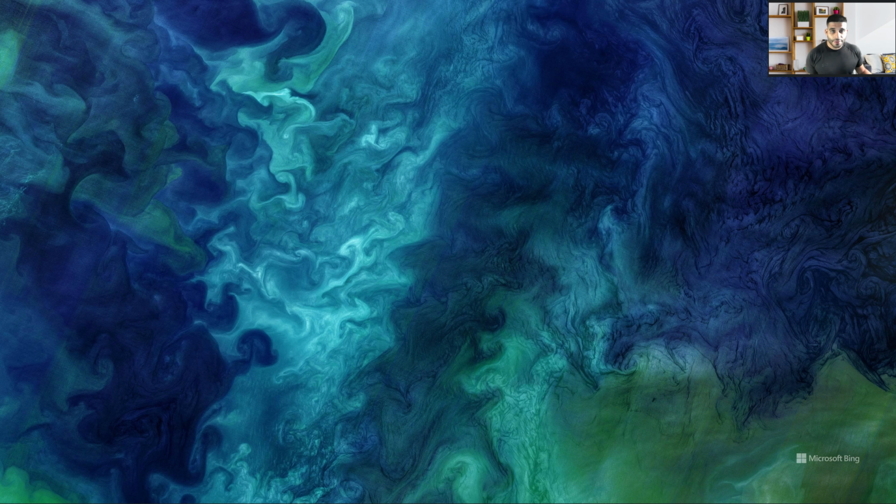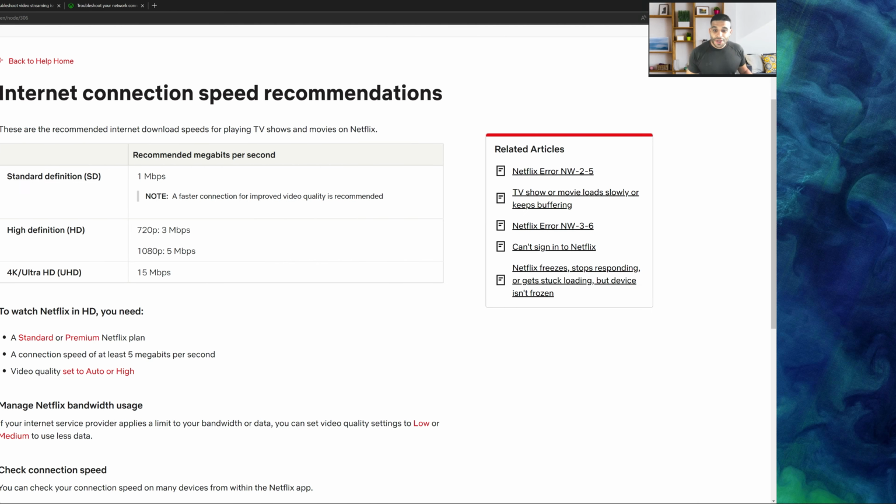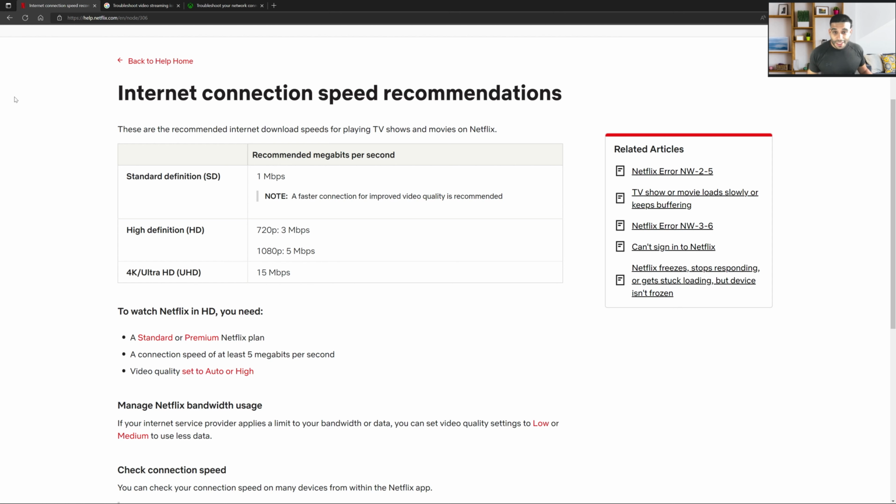Let's take a look at, for example, Xbox. What does that require? We work from home. There's a lot of different things. But let's jump in and look at the data and see what's really happening. So here on the screen we have internet recommendation speeds from Netflix. As you can see here, in order to see a 4K high definition stream, you really need 15 megabits per second. You don't really need anything too high.